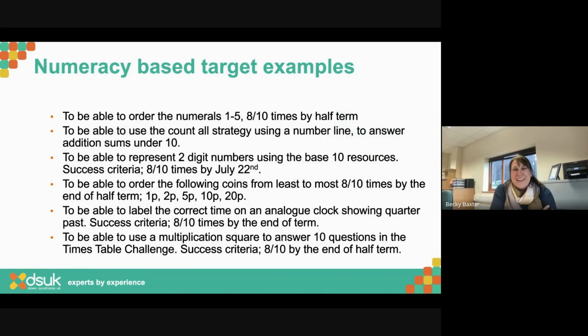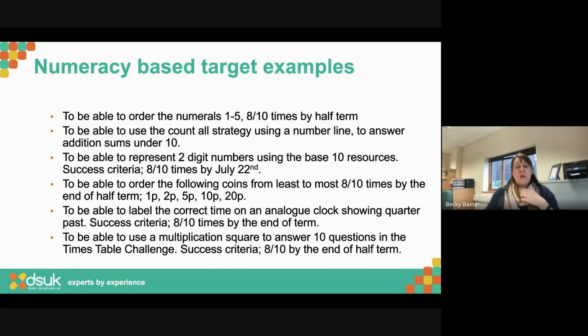Number's huge. Literacy kind of works quite nicely. With number, you can pretty much choose a whole range of targets, but I've got on there to be able to order numbers 1 to 5. So again, starting at the beginning, do they recognize those numbers? Can they put them in order? To be able to use the count all strategy using a number line to answer an addition sum. So I know what strategy I'm using, and I know what resource I'm using. It's in there in my target. And I know I'm only working on numbers up to 10.